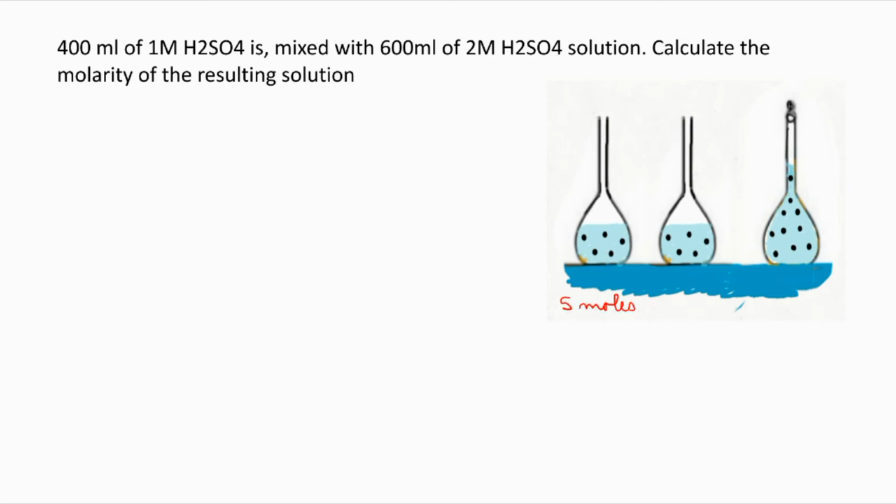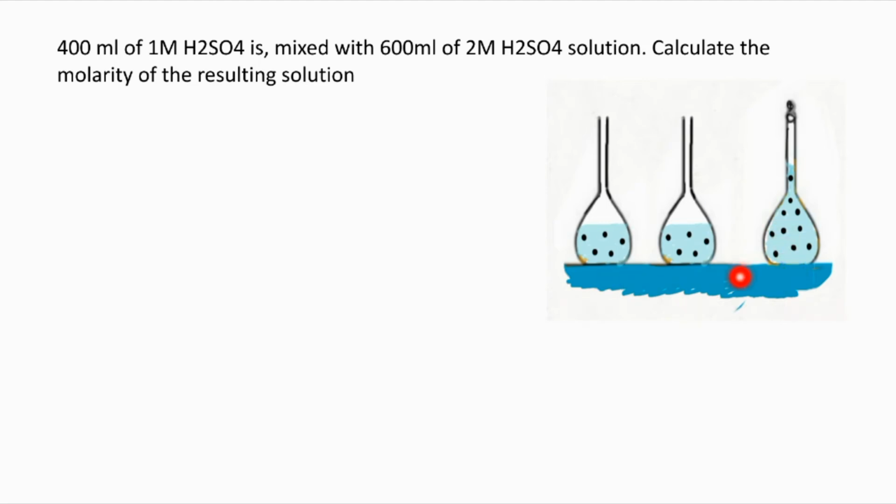In the first solution, suppose 5 moles are present in 1 liter of water. In the second case also, 5 moles are present in 1 liter of water. We are mixing both solutions. As a result, the total number of moles now present in this solution will be 10 moles. Agreed? 10 moles are present in how much solution? In 2 liters. So whenever you get this kind of mixing problem, to calculate molarity you have to find the total number of moles divided by the total volume.